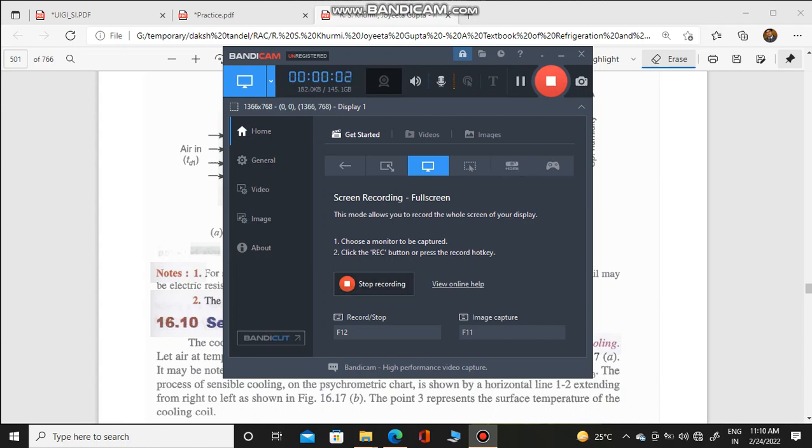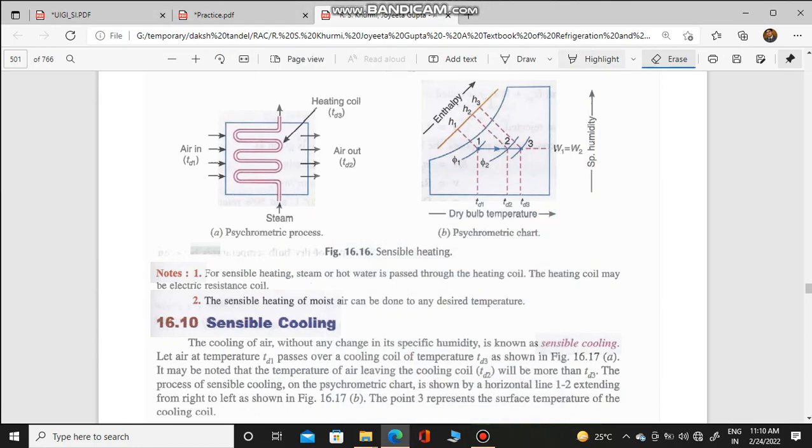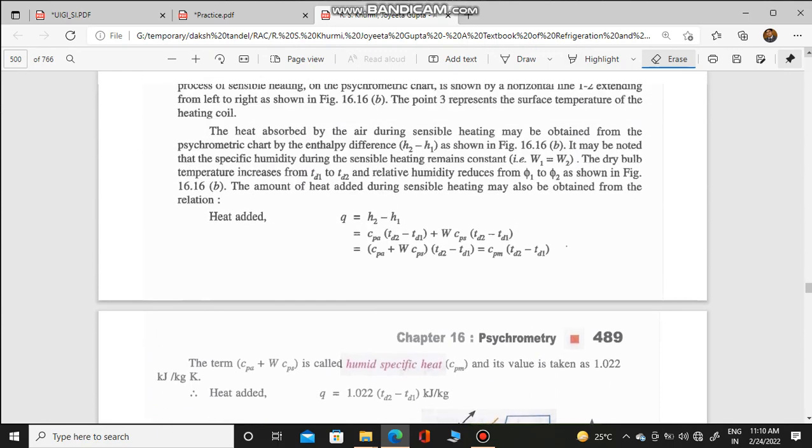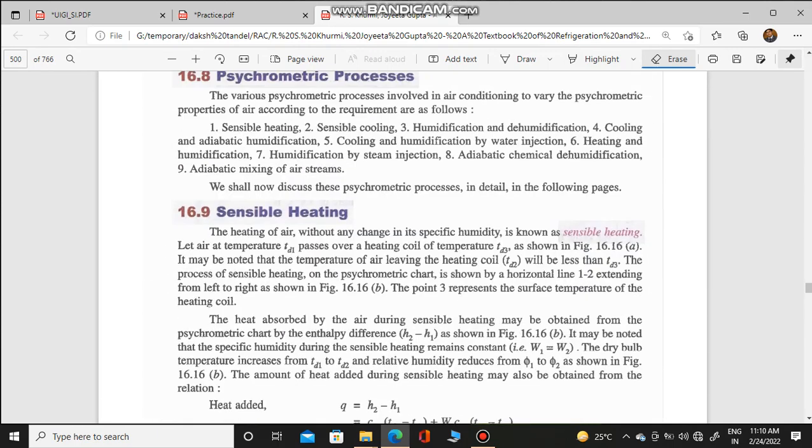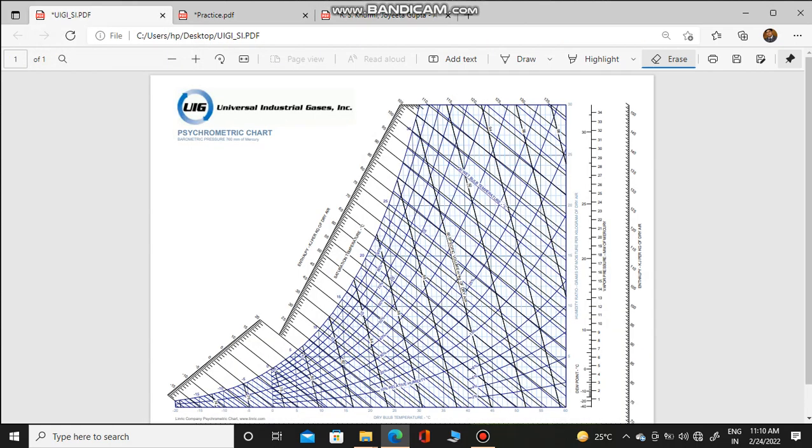So now we will solve numericals for some of the process. So let us start with one process, sensible heating and sensible cooling. For this process we will solve numerical, but before that some of the basics we need to understand. So what is sensible heating and sensible cooling?